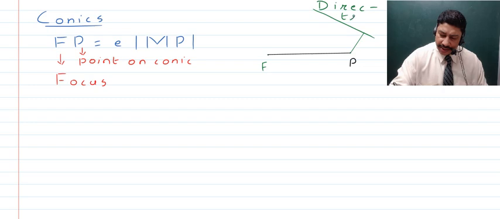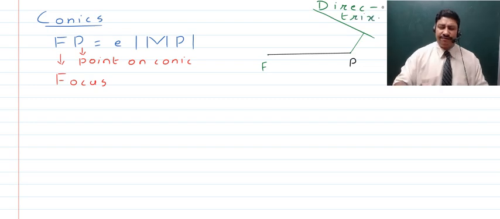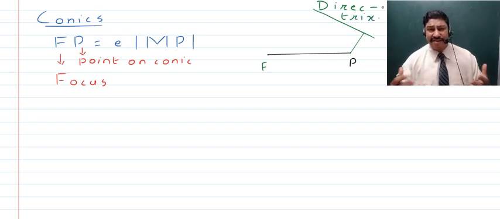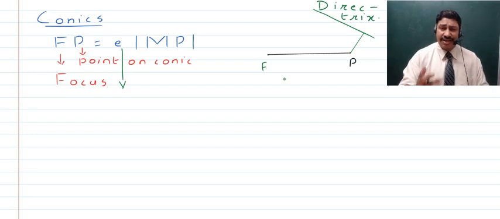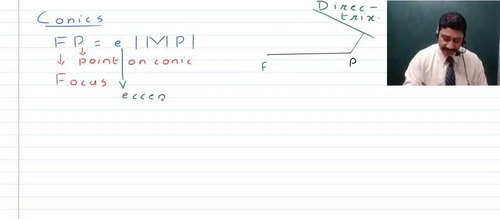So this is to be followed in the equation of every conic, right? That is FP should be equal to e times mod of MP. Remember here that this e actually is the special constant in every conic's equation, that is the eccentricity.